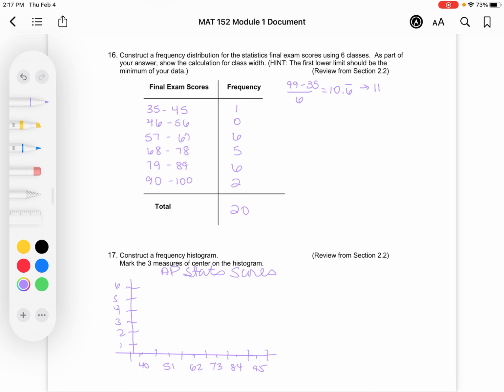So my first bar has a frequency of 1. My second bar has 0 frequency. My third bar has a frequency of 6. My fourth bar has a frequency of 5. My fifth bar has a frequency of 6. And my sixth bar has a frequency of 2.